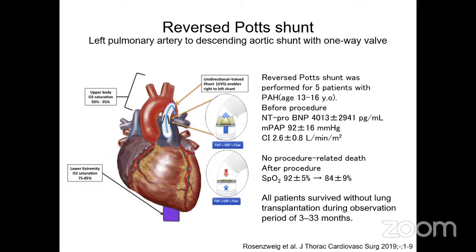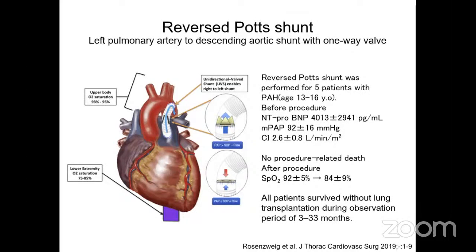Here, I'd like to introduce two surgical procedures for patients with severe PH waiting for lung transplantation. One is the reversed Potts shunt. This is a left pulmonary artery to descending aortic shunt with one nail valve. Rosenzweig et al. reported the result of the reversed Potts shunt for 5 patients with severe PAH. Their hemodynamic parameters were severely impaired before the procedure. Their average mean pulmonary artery pressure was 92 mmHg. Although oxygenation deteriorated after the procedure, there were no procedure-related deaths, and all patients survived without lung transplantation during the observation period.